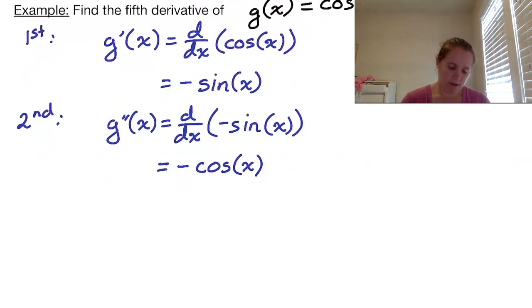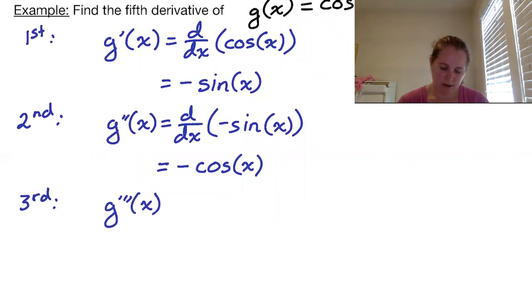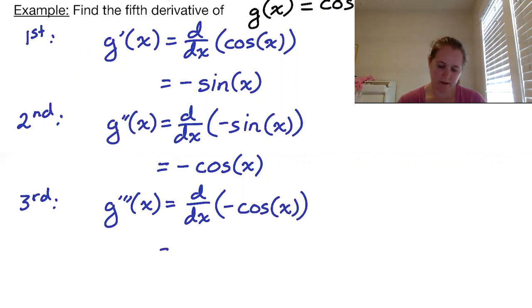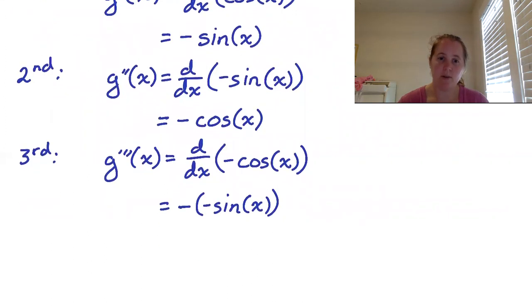And now we'll take our third derivative. For the third derivative of x, we are going to take the derivative of negative cosine of x. Well, the negative comes out front, and then the derivative of cosine is negative sine. We have a double negative, and we actually wind up with a positive sine of x.